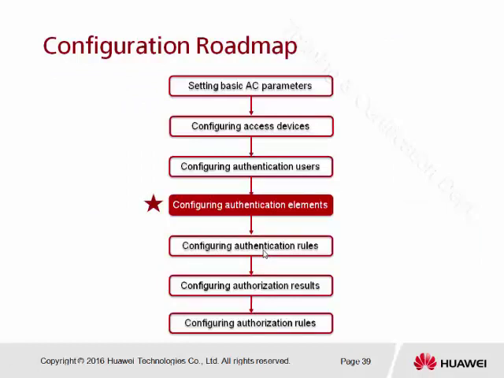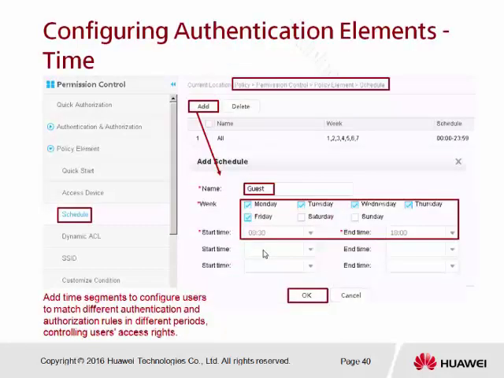Step number 4, configuring authentication element. Okay, for the schedule, we can go to the permission control and change it. You can see the current location. We go to the policy interface, followed by the permission control. Then select the policy element, which is here, and then schedule.